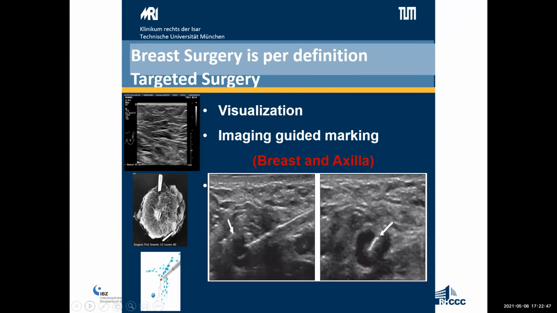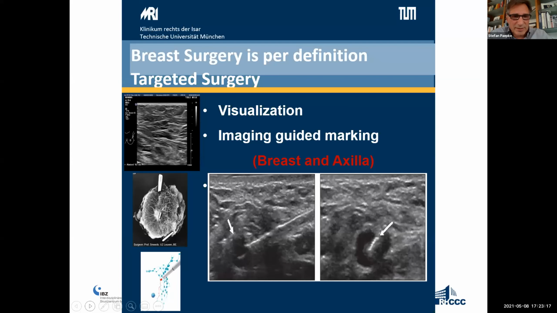What Andreas was pointing out is that we, as surgeons, are focused on targeted surgery. The times in which we go for mastectomy are over. What we are going for, and that is related to primary systemic chemotherapy too, is that we have to visualize the tumor in the breast before, during, and after neoadjuvant chemotherapy, and the same is true for the axillary lymph nodes.